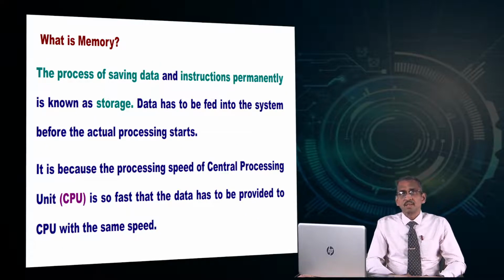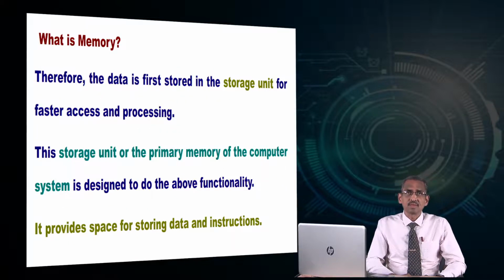What is memory? The process of saving data and instructions permanently is known as storage. The data has to be fed into the system before the actual processing starts. It is because the processing speed of the central processing unit, or the CPU, is so fast that the data has to be provided to the CPU with the same speed. Therefore, the data is first stored in the storage unit for faster access and processing. This storage unit, or the primary memory of the computer system, is designed to do the above functionality.